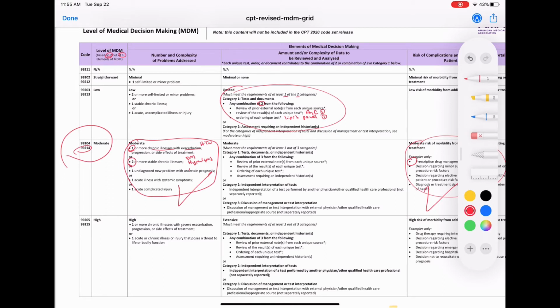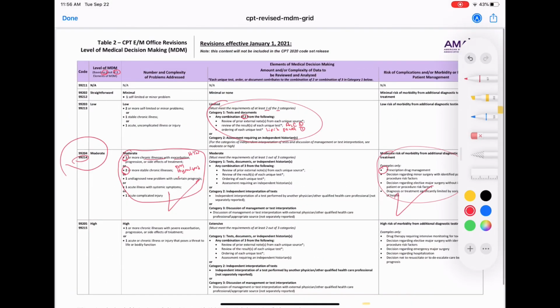Because when we were doing history, exam, and decision making, we were still having to do all of this too. And then we were having to meet 3 of 3 for new patients and 2 of 3 for established patients. What a hot mess. This is so much more simple. I hope that they will roll this out in the hospital setting. It will make my life a lot easier out there. But this is so much cooler. I love this. So this is my overview of the medical decision making.